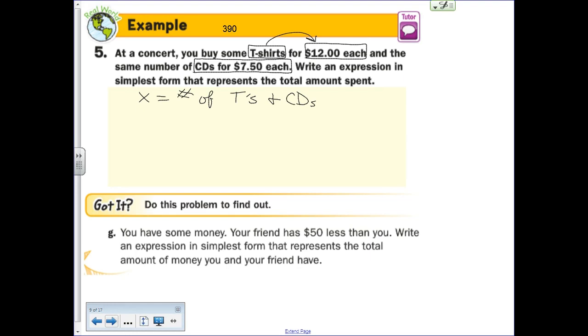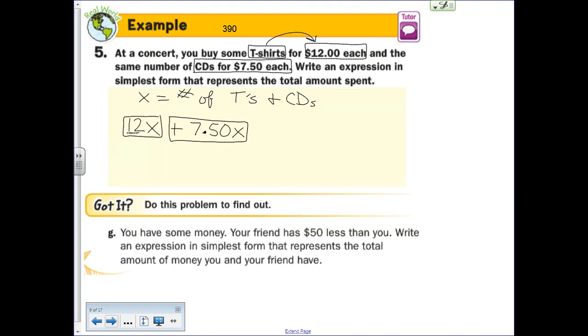All right. So each t-shirt, X, cost $12. So I can multiply that times 12 to get how much I spend on t-shirts. Plus each CD cost $7.50. So I can multiply $7.50 also times X, since X is also the number of CDs. Then we would need to combine those like terms together in order to get a simplified expression.